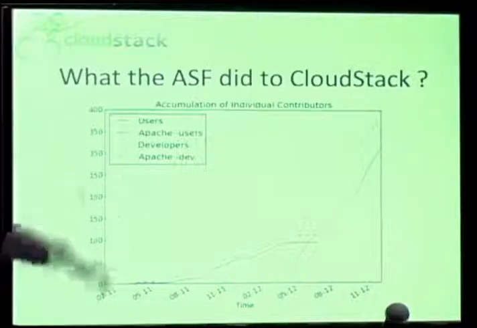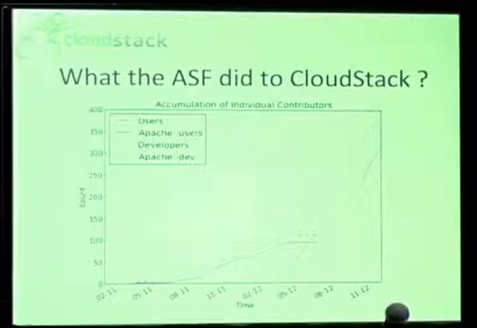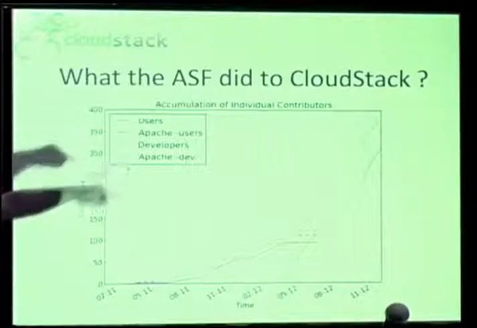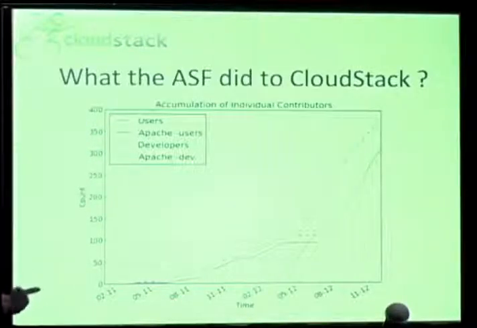The difference between the continuous line and the dashed is just the developer versus the user mailing list, and you see that roughly on the developer side, if we accumulate, we have close to 400 contributors, and on the user side, around 300. There is a common part of roughly 40% between those two communities. So we have developers answering user questions on the user list. So if you want to know the total size of the community, you cannot just add the two.